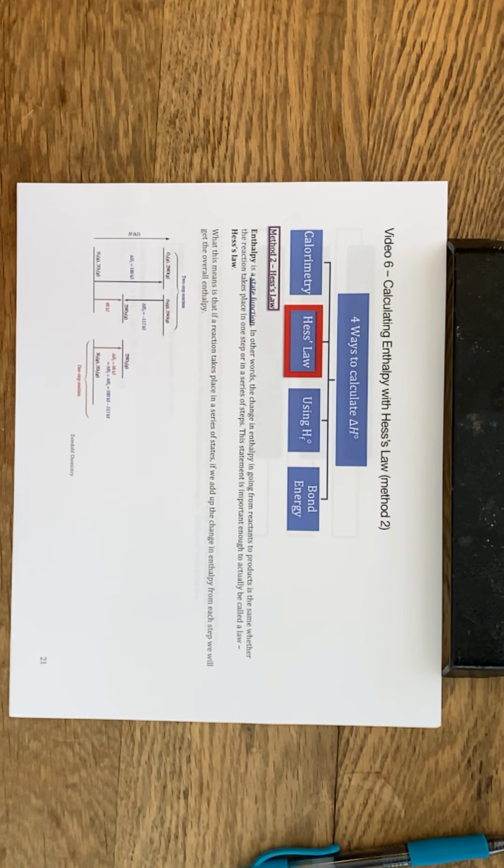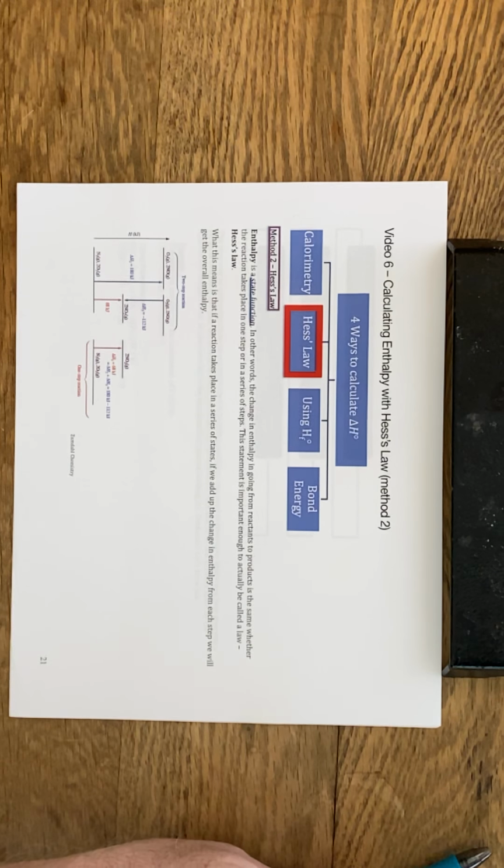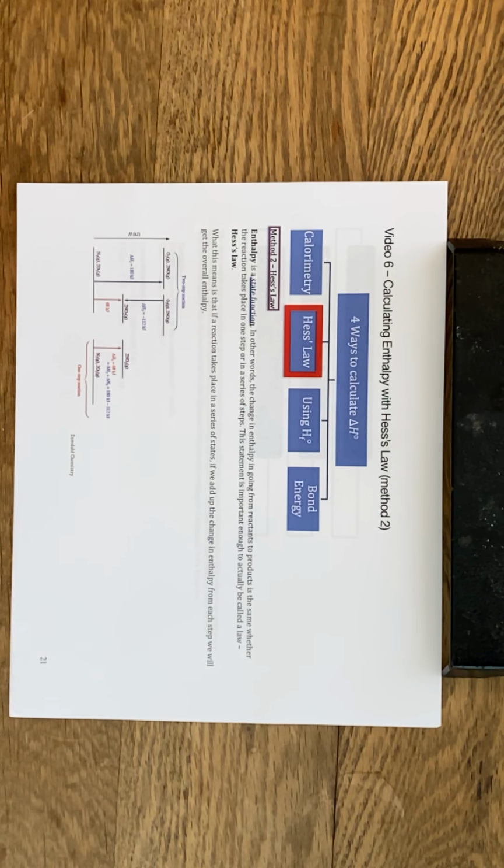We're going to be dealing with Hess's law. Now, enthalpy, we've said before, is a state function. What does a state function mean? It means it does not matter how you get there, it only matters that you got there. So one of the examples of a state function is when a reaction takes place in a series of steps, the overall change in enthalpy is the same as if it took place in one step.